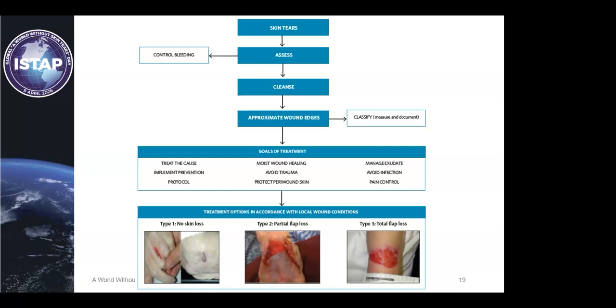The Made Easy provides a pathway to follow in the management of skin tears. In the initial step, there should be control of the bleeding, which is followed by the cleansing of the wound. Then the wound edges are approximated, and thereafter one should classify according to the ISTAP classification system.